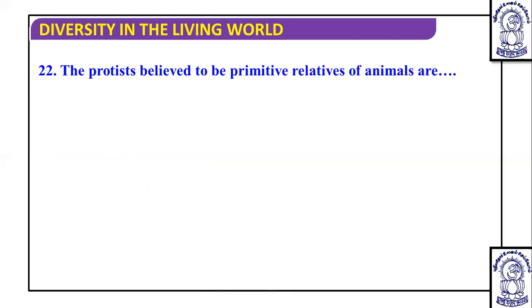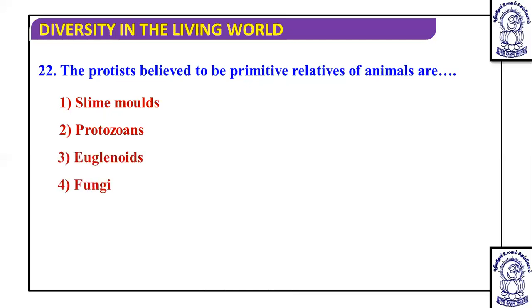Then the protists believed to be primitive relatives of animals are slime molds, protozoans, euglenoids, and fungi. We know that these are nothing but protozoans, which include amoeboid, ciliated, and flagellated protozoans.